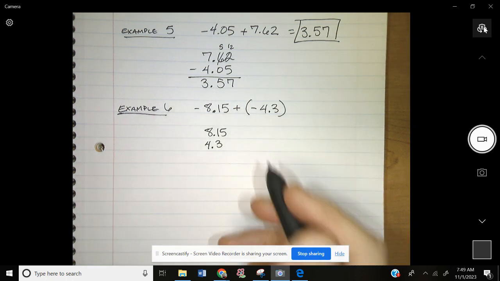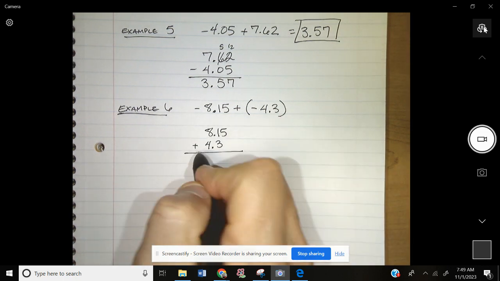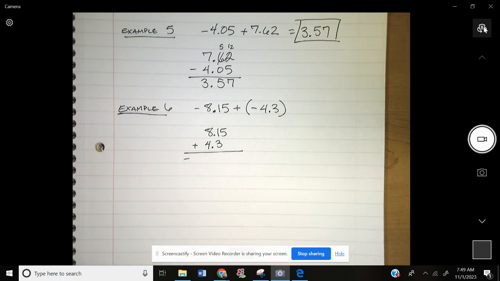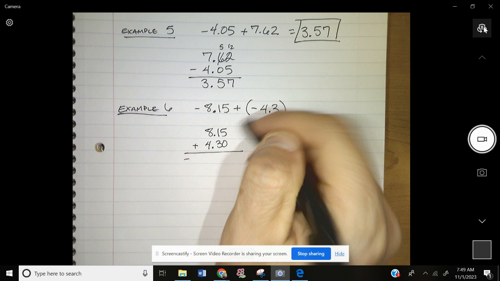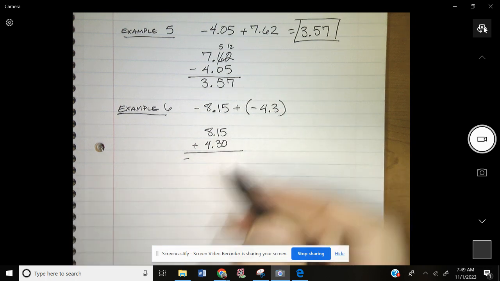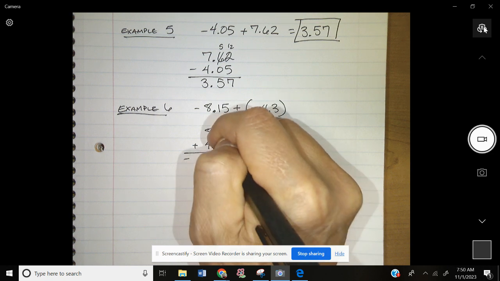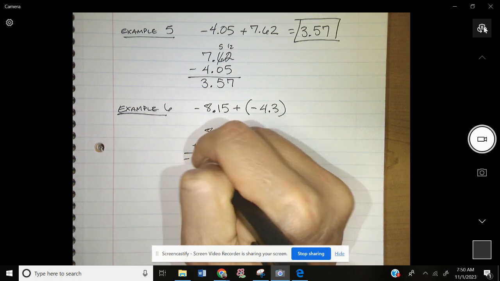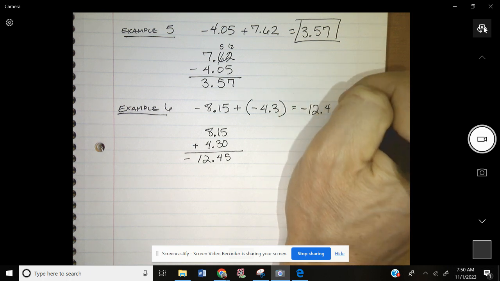Even though they're both negative, I'm going to add the absolute value. My answer is going to be negative, but I'm going to add the absolute values. This is another assumption the book knows, that you can put in those placeholders. 5 plus 0, 1 plus 3 is 4. Don't forget that decimal point, and this becomes a 12. So my answer is negative 12 and 45 hundredths.